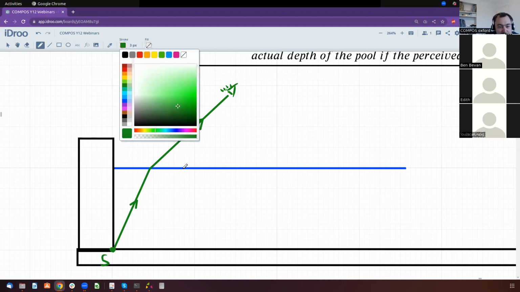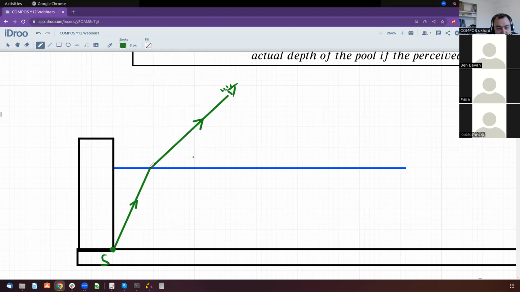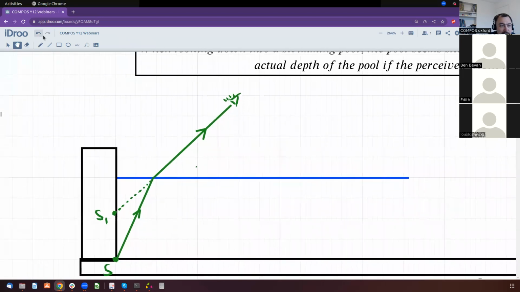Now, our brain tells us the light is not coming from here, but the light is coming from here. S1. We need a second ray of light, and the second ray of light just goes straight up. So we use this as the reference point. The second ray of light just goes straight up, and from here it would also go straight up. So this is the position of the image.